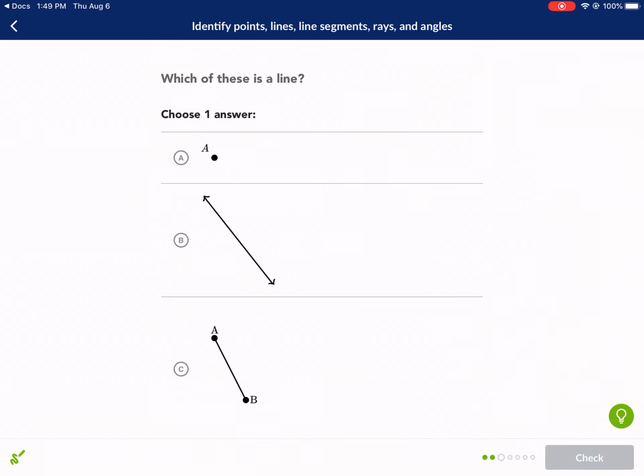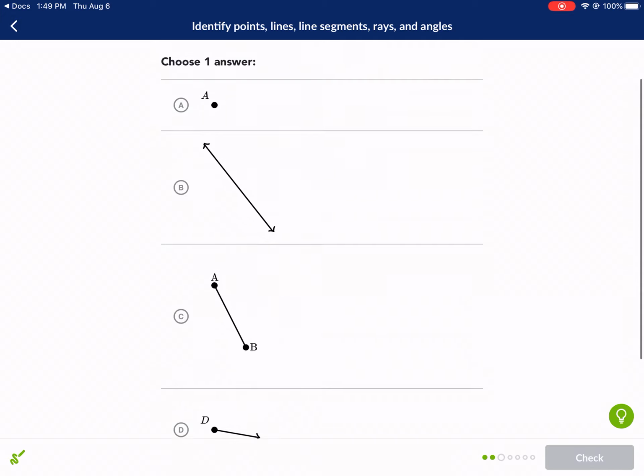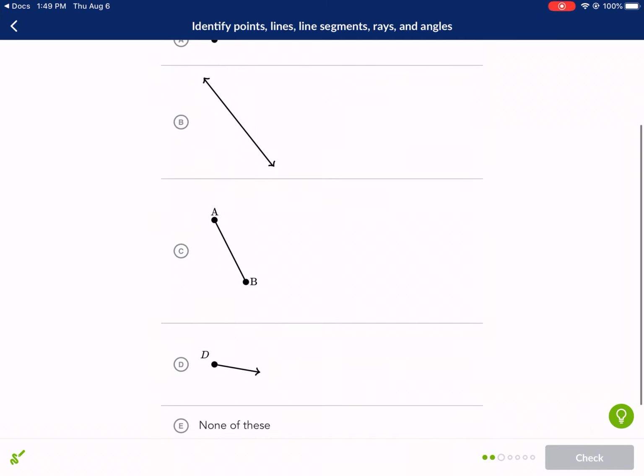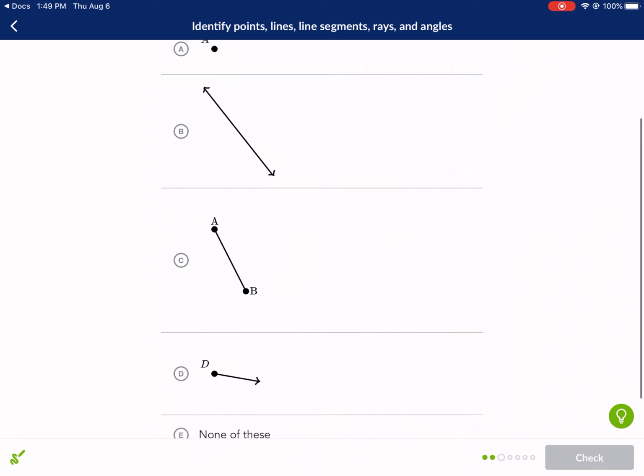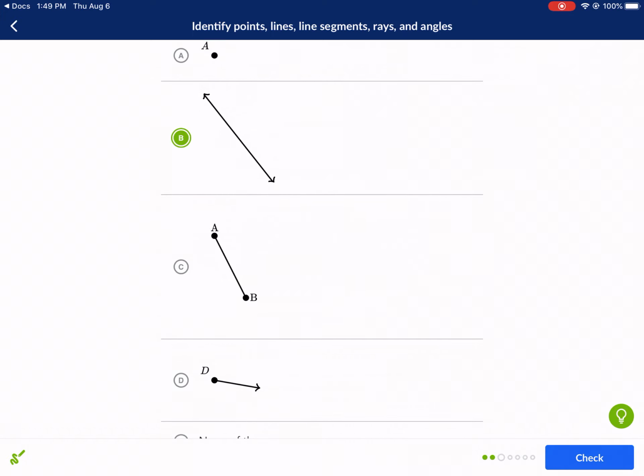Good. Next question. Which of these is a line? A is a point. B is a line. Is there more than one answer? It says choose one. C is a segment. D is a ray. So we're going to go with option B because it goes on forever in both directions.